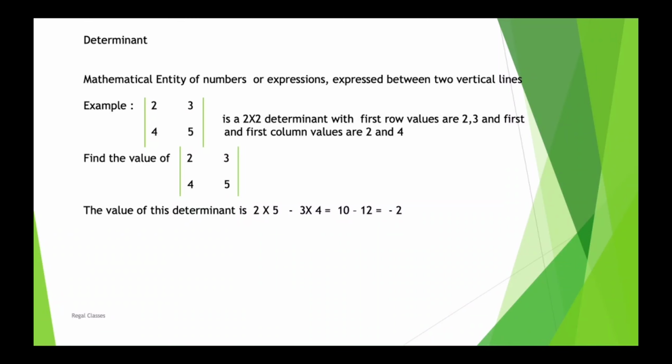Determinant has a scalar value and it is calculated like this. It is 2 multiplied by 5, diagonal elements, then 3 multiplied by 4 with a minus sign in between, and you get 10 minus 12 is equal to minus 2.